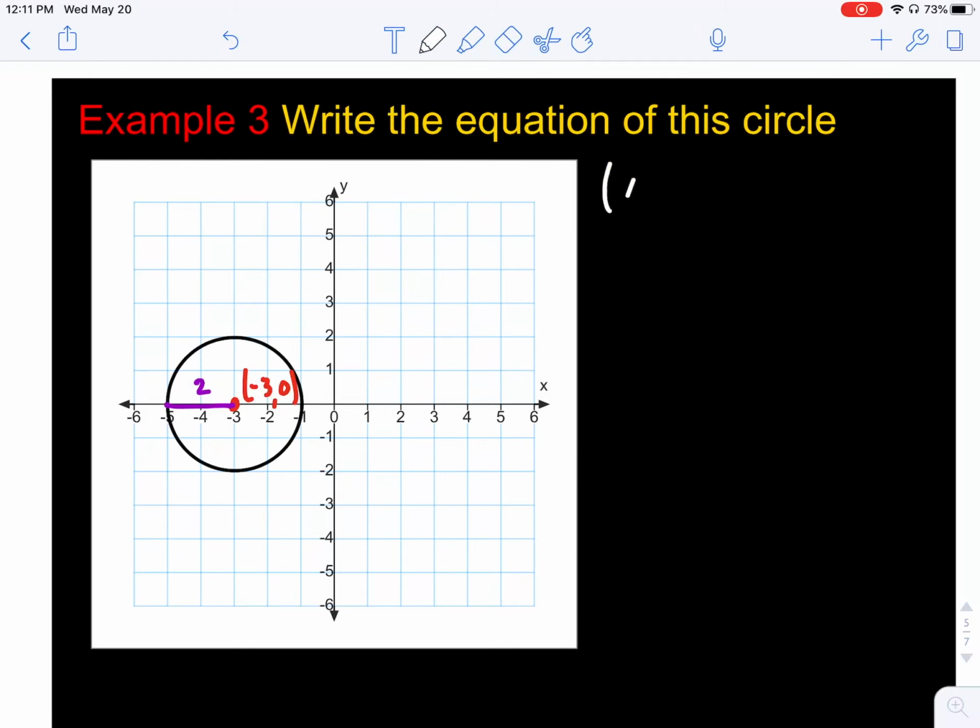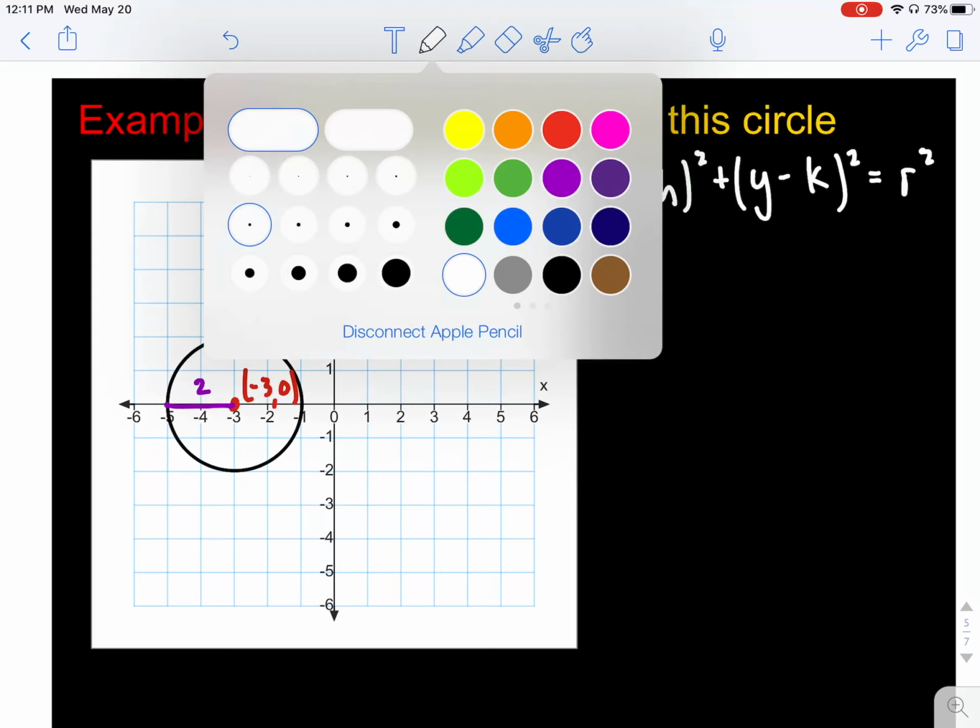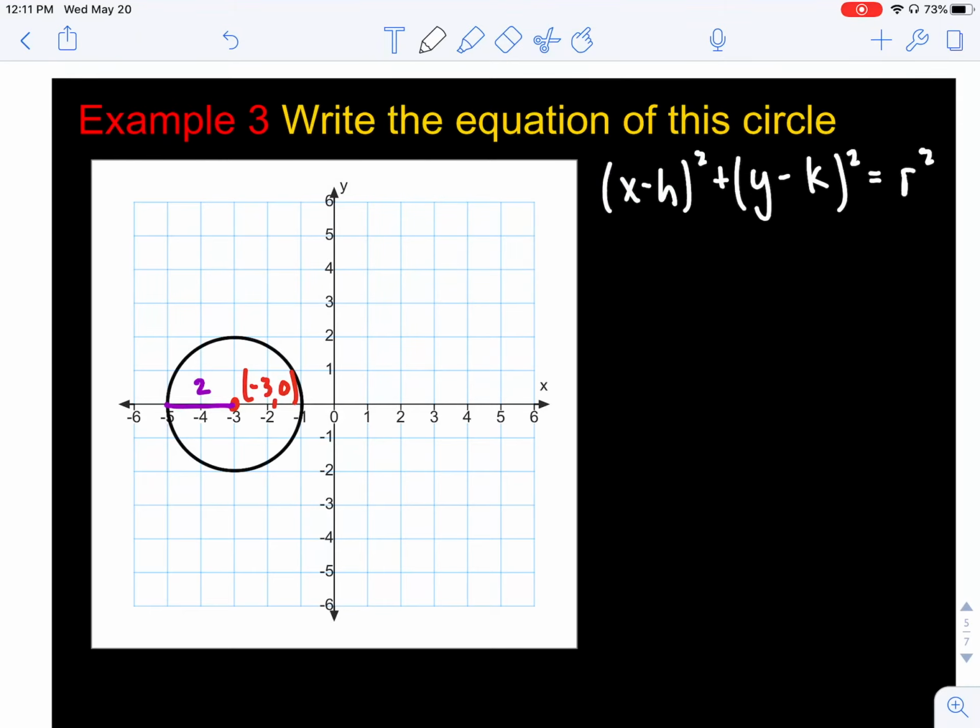So we have our equation. I'll just keep writing it: (x - h)^2 + (y - k)^2 = r^2. Substitute. My h in this case is a little bit different because h is -3. So I have a -3 for h. When that happens, I really have x minus -3, which we all know minus a negative is plus. And then (y - 0)^2 = 2^2.